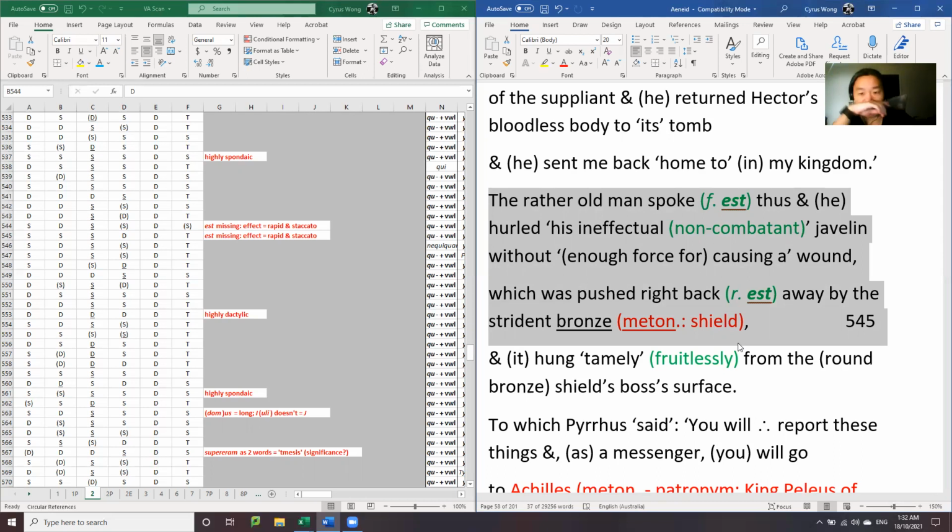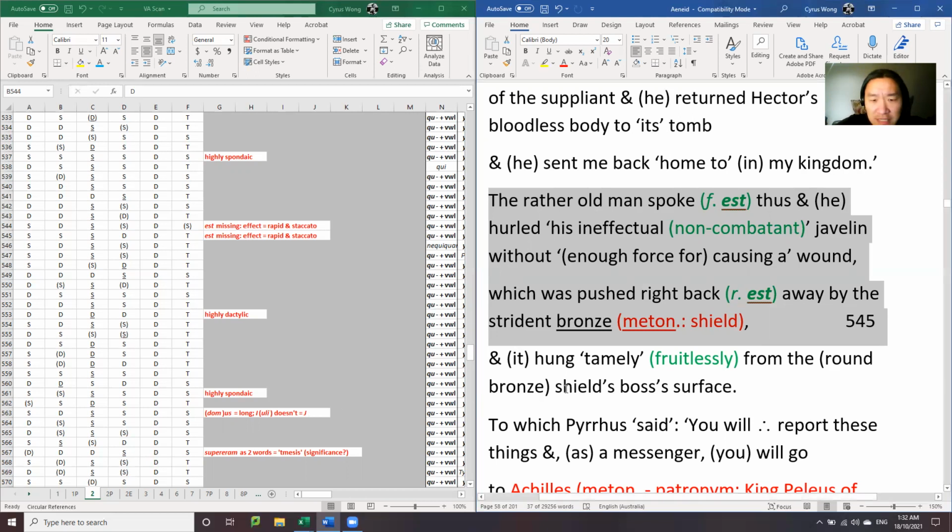So Priam trying to throw the spear and it just being pushed away. So the rapid action of, even though he's old, of him throwing, but it just being pushed away. So that rapid action and staccato, it's just stopped. So that's that one there.